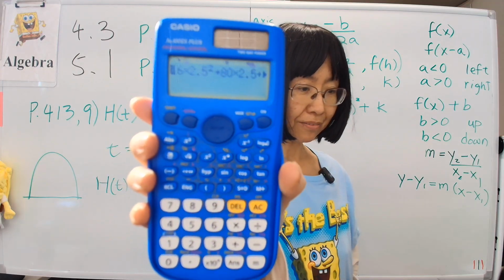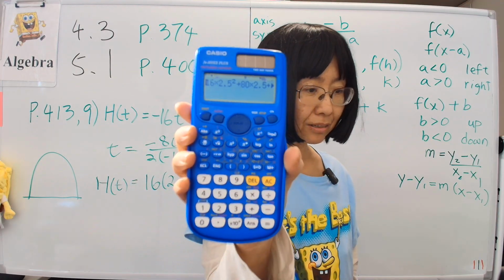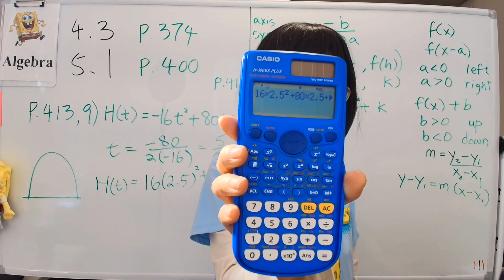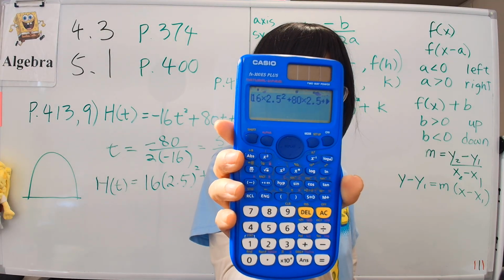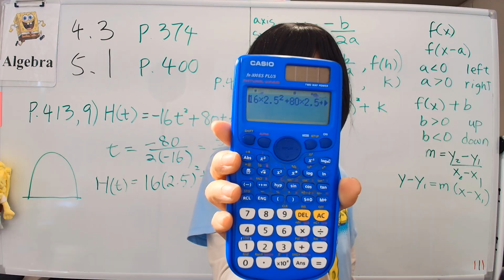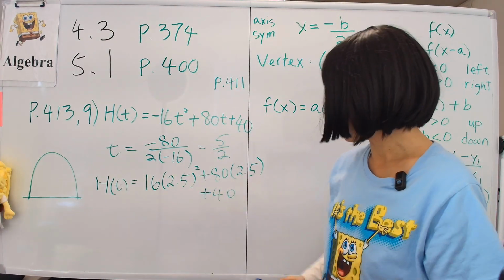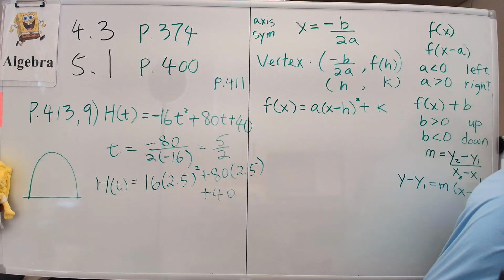This problem doesn't have a lot of tricks to it, I don't think, so maybe this is easier. Anyway, we have 16 times 2.5 squared. Push the x squared button for that. And then plus 80 times 2.5 plus 40. And that should equal something. 340 is what I got.